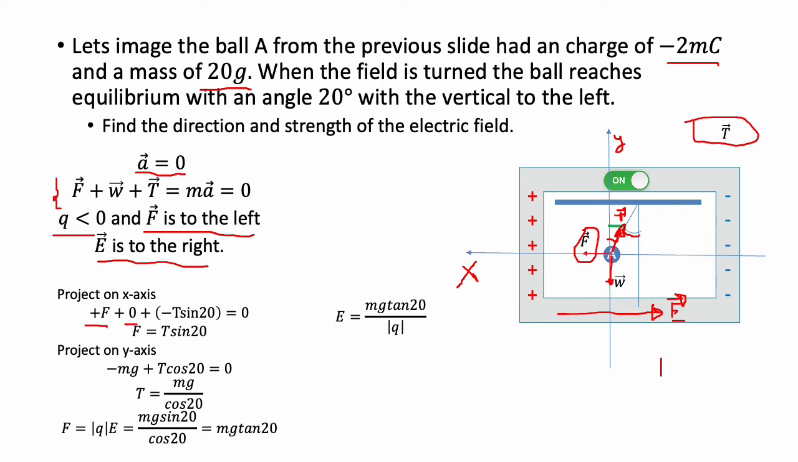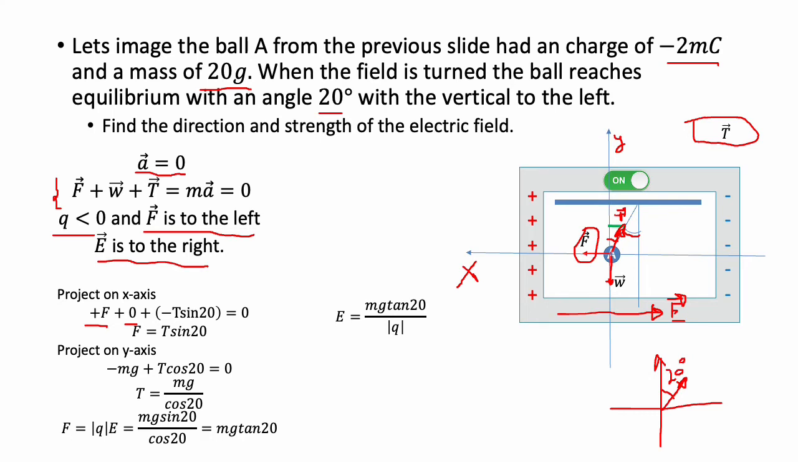If we look at the tension, let's draw it here. So this is the y-axis, this is the x-axis, and this is the tension. The angle that the tension makes with the y-axis, this angle here, is the same as the angle that the wire makes with the vertical, because I chose the y-axis vertical and the tension is along the wire. So this is 20 degrees. It makes an angle of 20 not with the x-axis, but with the y-axis.